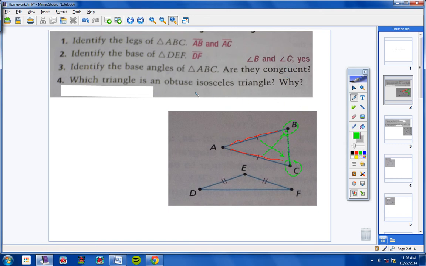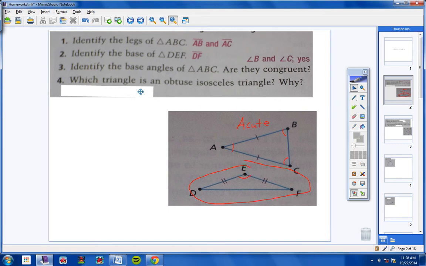All right, number 4. Which triangle is an obtuse isosceles triangle? Now, we understand, I hope we do, both of these are isosceles triangles, okay? Because both of these triangles have two congruent sides. However, this angle here, and this angle here, obviously, are all acute angles. So ABC is called an acute isosceles, but this triangle here has an obtuse angle right here. Obviously, that angle right there is larger than 90. So this triangle here is called an obtuse isosceles triangle because we have one obtuse angle.